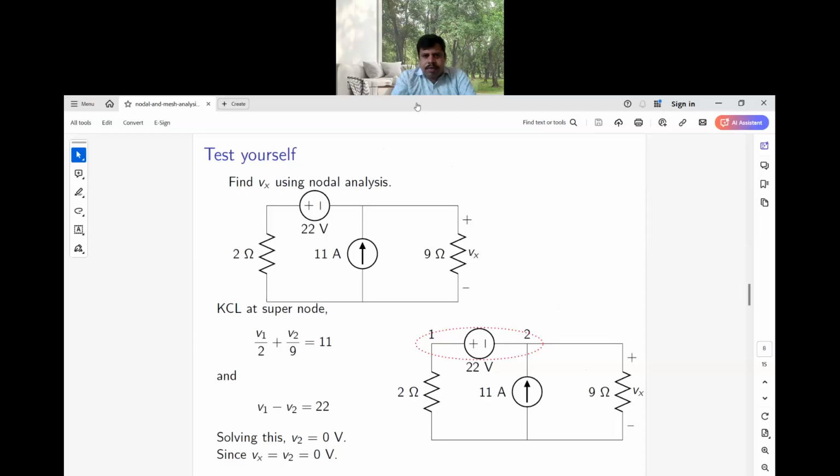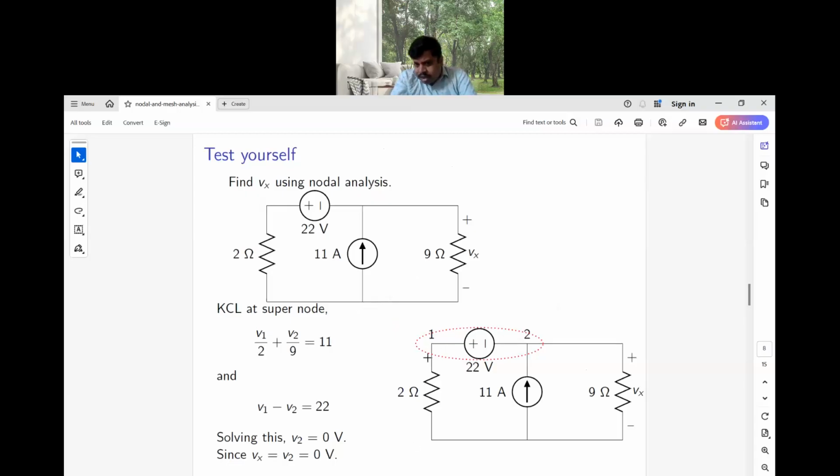Now in this one, here we are taking how many nodes? Node 1, node 2, okay, and this one, node 3. Out of these three nodes, this one is the reference node. So we will take this one and this one. Okay. So at node 1, if you apply KCL.